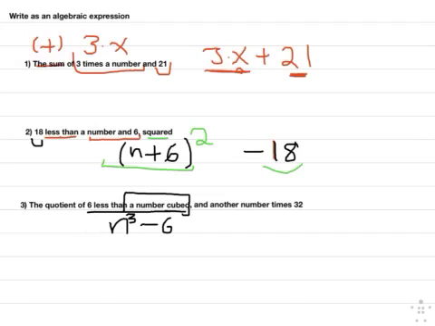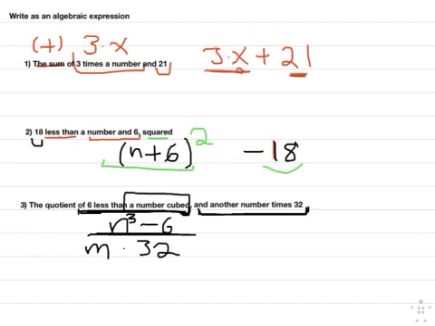Then we're taking the quotient of this and the other piece, another, different number times 32. We can choose anything, let's call it m. So m times 32. Remember, we're taking a quotient, doing this one operation to these two groups. I have the first group, n cubed minus 6, or 6 less than the number cubed, and then the second group down here, m times 32, or some other number times 32. All right, great job.